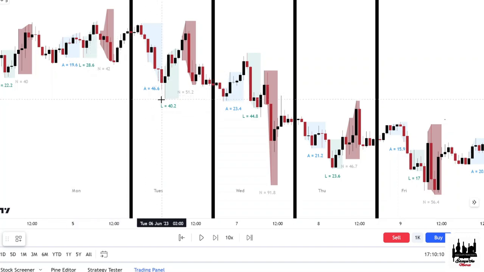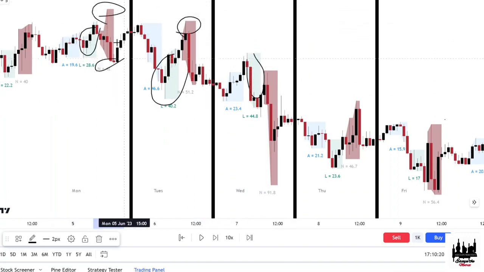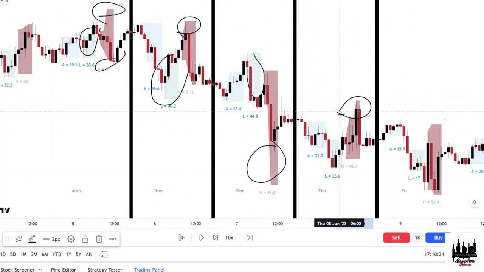If you are a continuation trader, you would trade during London. And if you're a reversal trader, you would trade during New York. That's where you would usually trade. If you're a reversal trader, you would want to see a sharp turn.